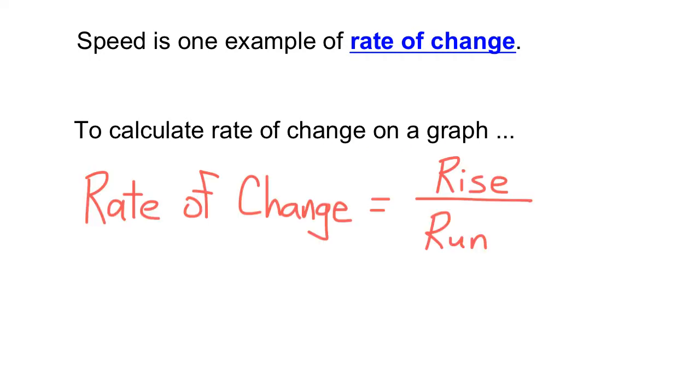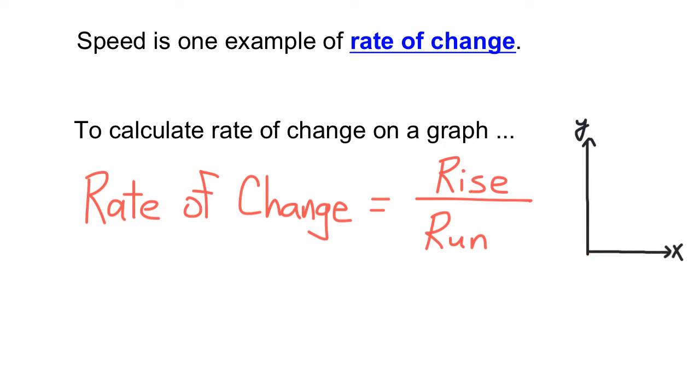And this is the calculation right here. To calculate rate of change, you take the rise and divide by the run. So let's talk about what rise and run mean. Well, when we have a graph, we have a y-axis and an x-axis. So when I refer to rise, that's the change in the y values. Rise means up and down. The run means left and right. So it's the change in the x values.